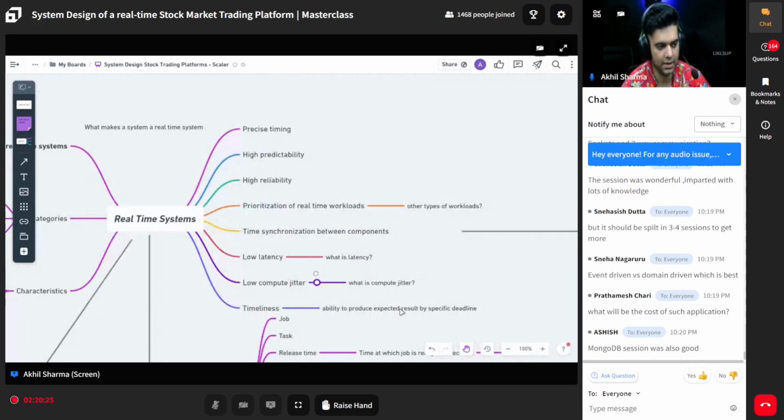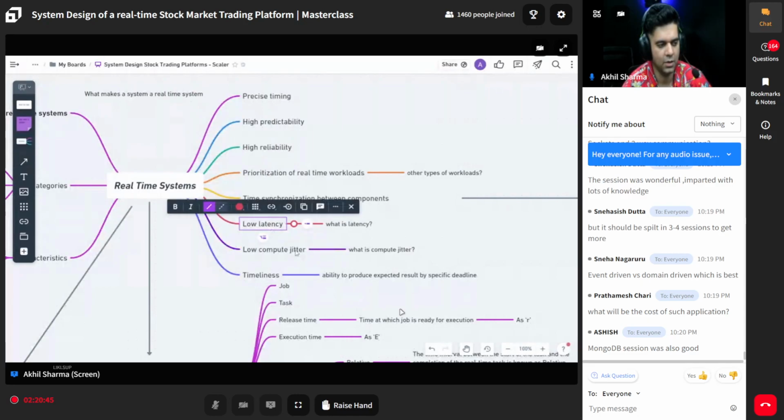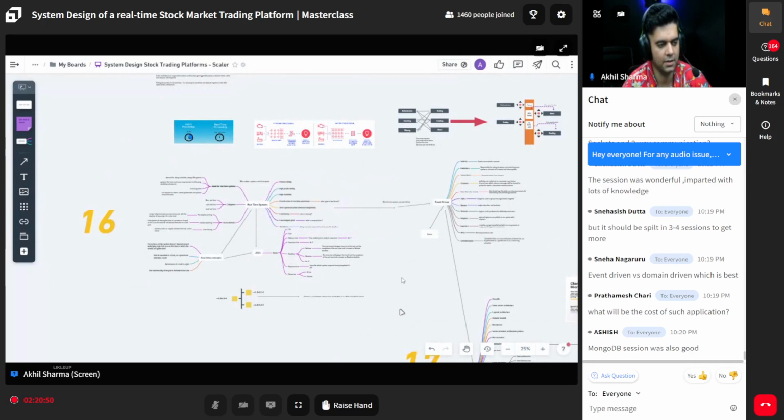So if somebody wants to ask you in an interview, how do you define a real-time system? It needs to match these criteria. It needs to have precise timing, needs to be highly predictable, needs to be highly reliable. It can prioritize real-time workloads. It needs to have time synchronization between components. It needs to have very low latency, low compute jitter. Okay, it needs to have timeliness. So these are the criteria for it being a real-time system.